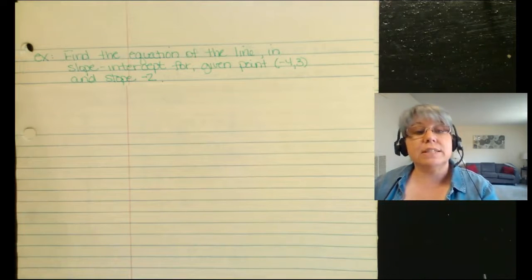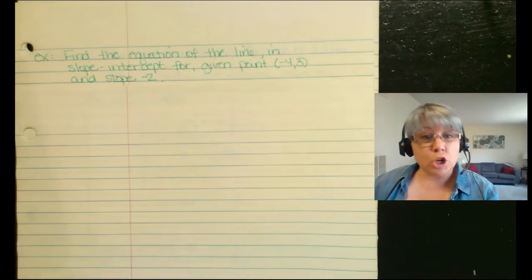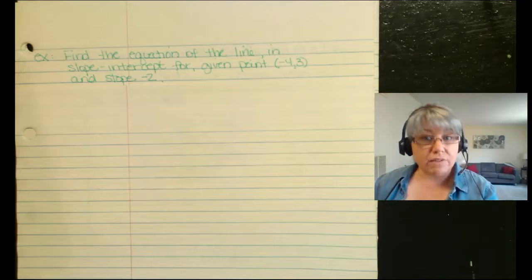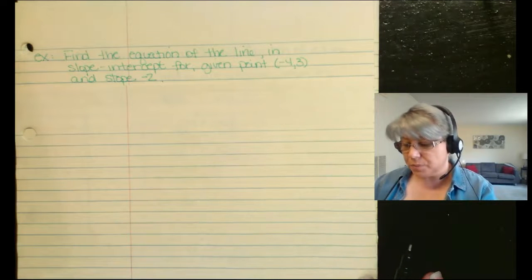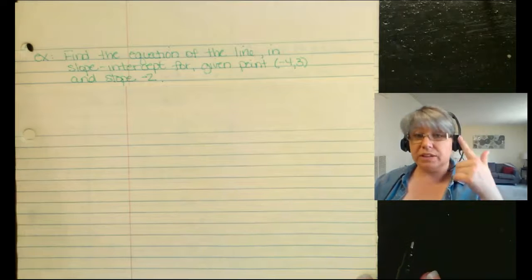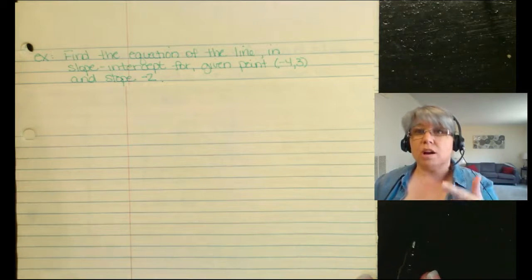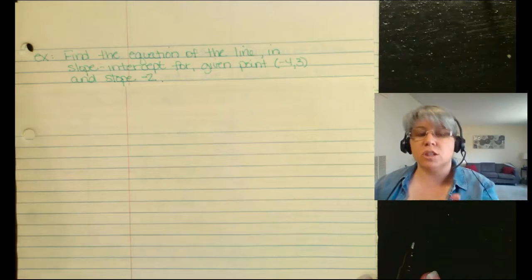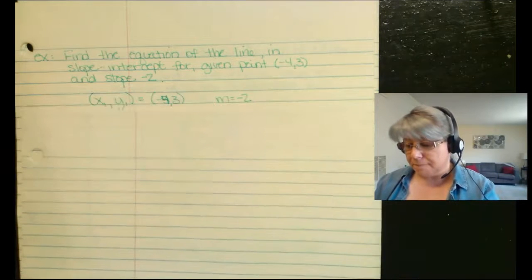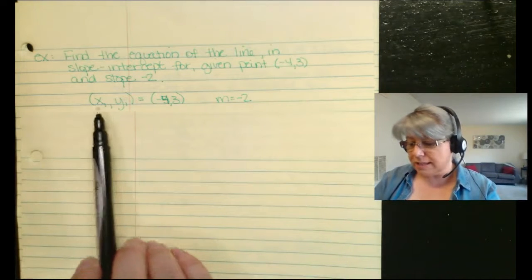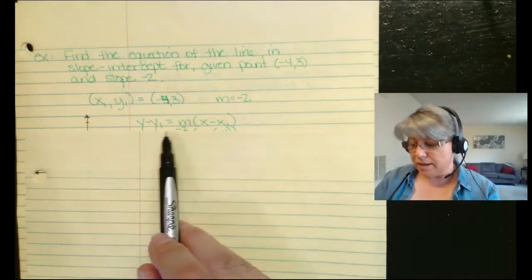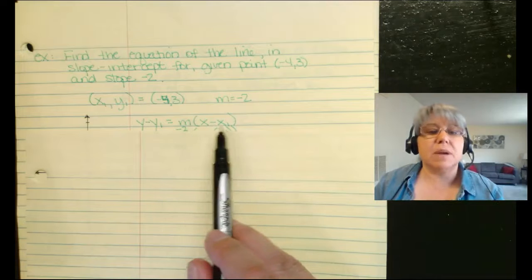So let's see how we're going to use this. Find the equation of a line in slope-intercept form for the given point, which is negative 4, 3, and the slope of negative 2. Okay, we are given a point, we are given the slope, so we can put it into our point-slope form, and then from our point-slope form we can solve to get it into the slope-intercept form. All right, let's say our first point, x1, y1, is negative 4, 3, and our slope m is negative 2. Let's put it into our y minus y1 equals m times x minus x1.